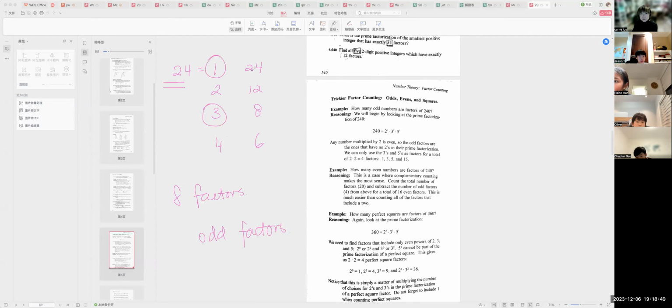1, 3, and that's it. Okay, so even factors will be the total factors minus 2. So it will be 6 even factors. Get it, Elaine? Okay, but the thing is, it's impossible for us to list all of them, right? So how do we find out the number of odd factors?